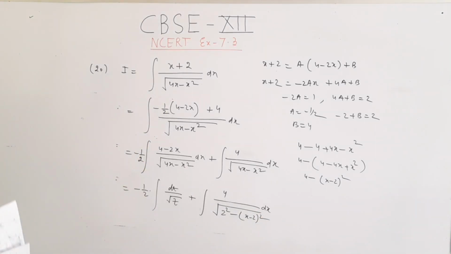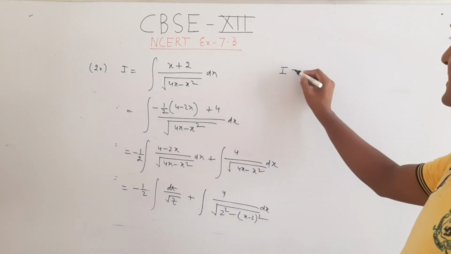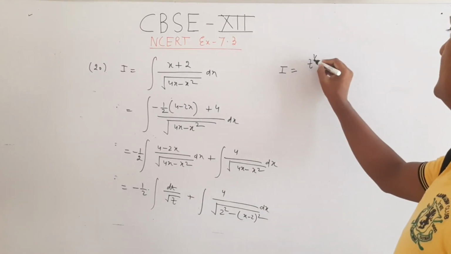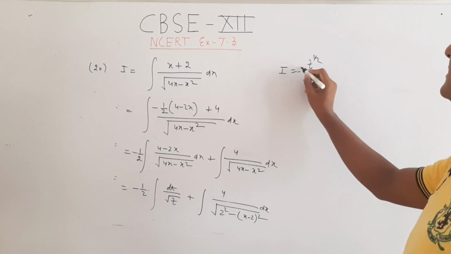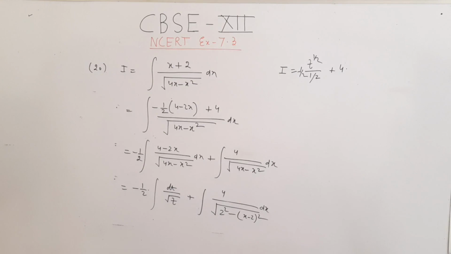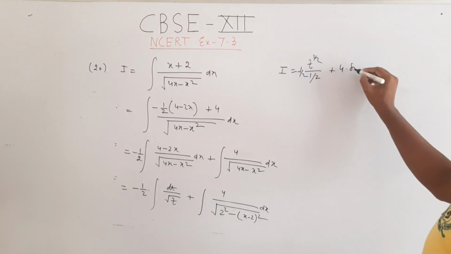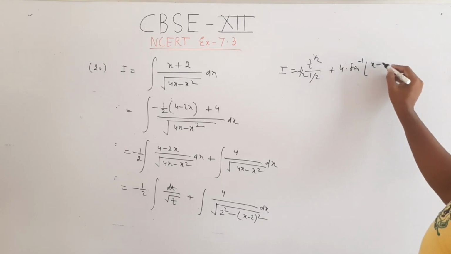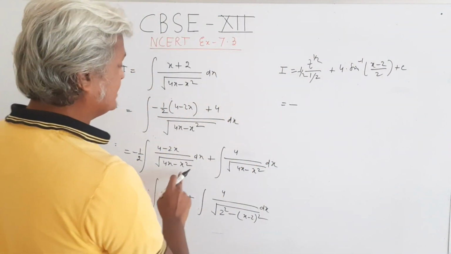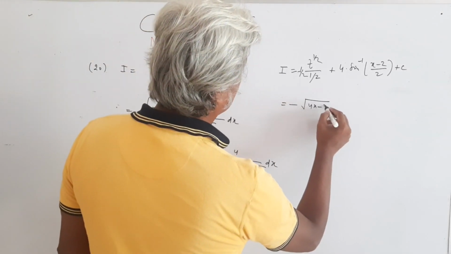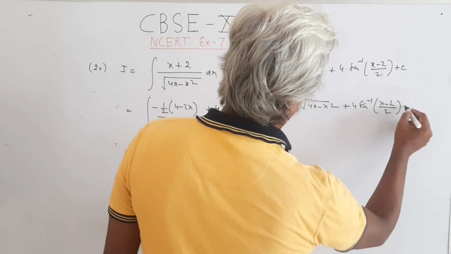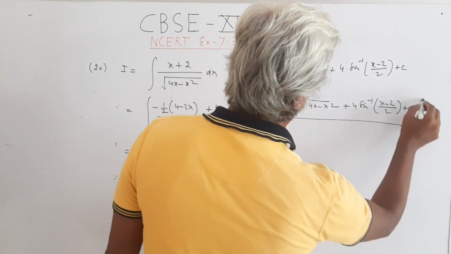Now let me clear that part of the screen. So now I have to find the integration of this. So this is integration of t to the power minus half. So this gives me always t to the power half upon half, and this is minus half, plus this is 4. And here this one directly gives me the form of 1 over under root a square minus x square, that is directly sine inverse x minus 2 upon 2 plus c. So this half cancels, this is minus. At the place of t you write this one, that is under root 4x minus x square plus 4 sine inverse x minus 2 upon 2 plus c. This is your final answer.